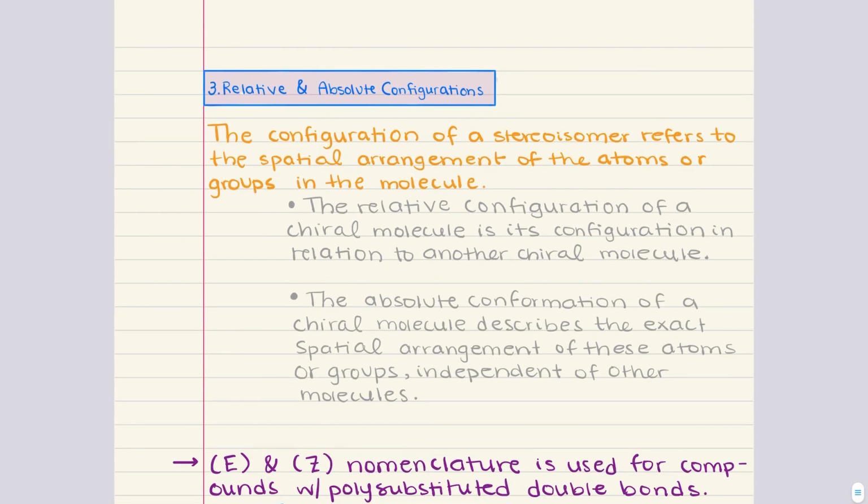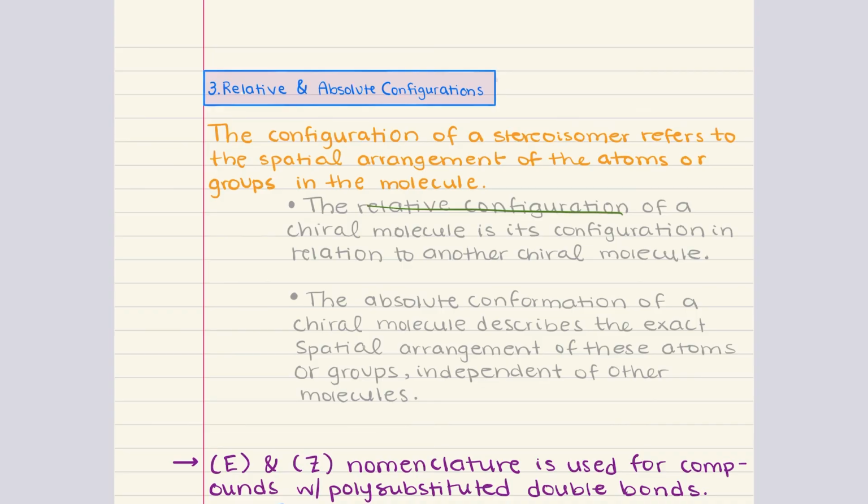Here, we're going to start discussing relative and absolute configurations and how they help describe the spatial arrangement of atoms or groups in stereoisomers. The configuration of a stereoisomer refers to how the atoms or groups are arranged in space. And this can be described in 2 ways. The first is the relative configuration. The relative configuration of a chiral molecule is its configuration in relation to another chiral molecule. We can use the relative configuration to determine whether molecules are enantiomers, diastereomers, or the same molecule.